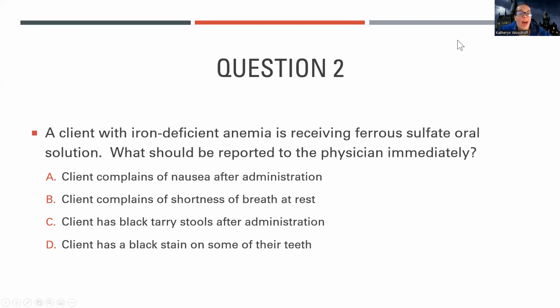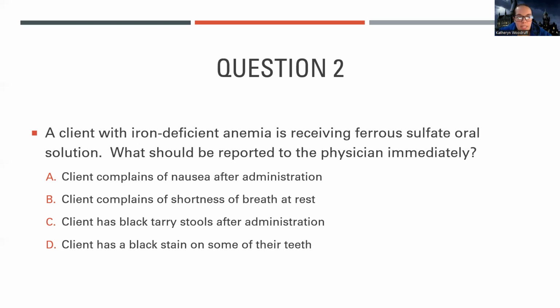All right, so a client with iron deficient anemia is receiving ferrous sulfate oral solution. What should be reported to the physician immediately? So this is a medication question, and it's asking me about iron deficient anemia. They're receiving ferrous sulfate, which is an iron suspension. They're getting it orally, by mouth. And it says, what should be reported to the physician immediately?